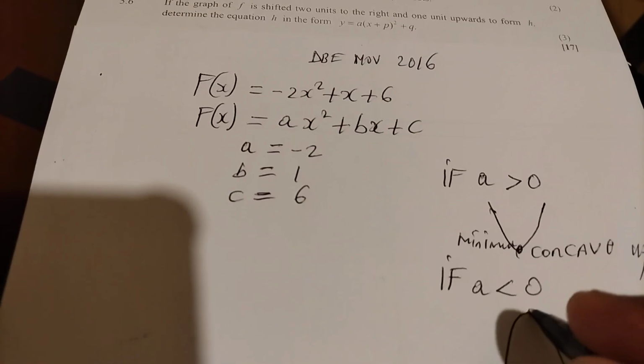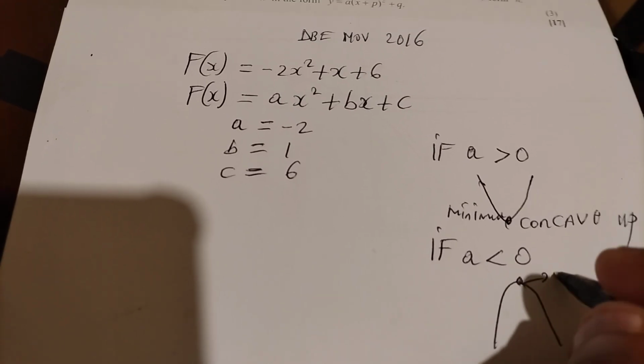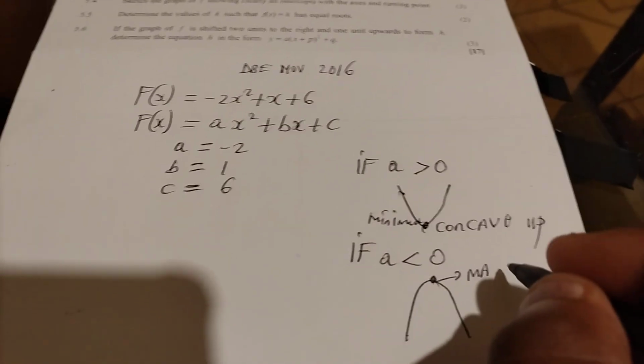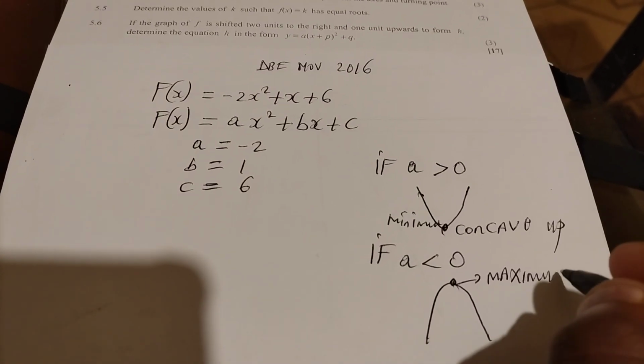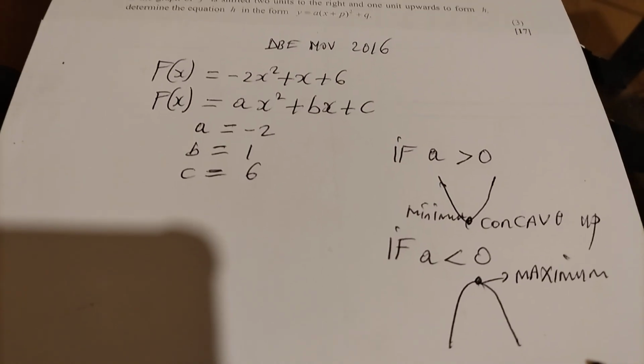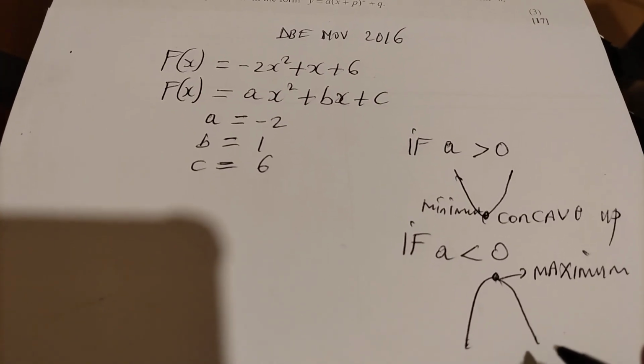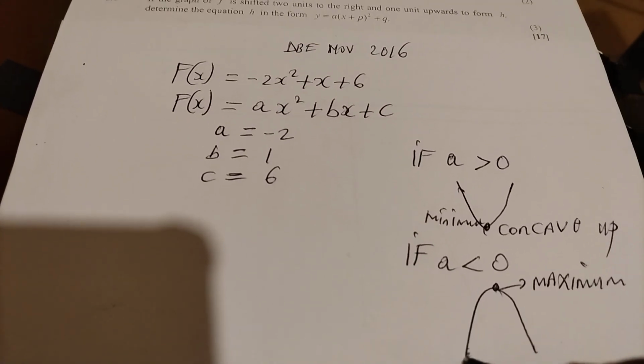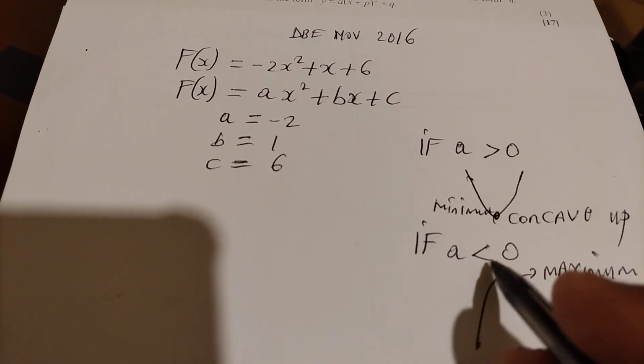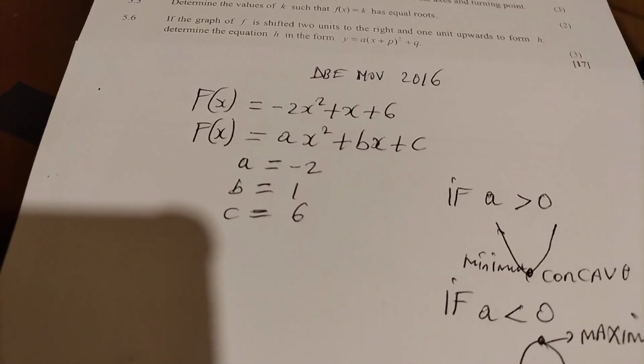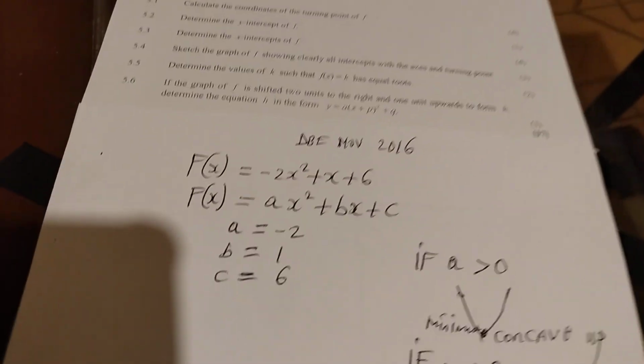And this point here I refer to as the maximum in a parabolic function. That's exactly what we're going to get when a is less than 0. We get such a shape. Now that is very, very important for us to understand.